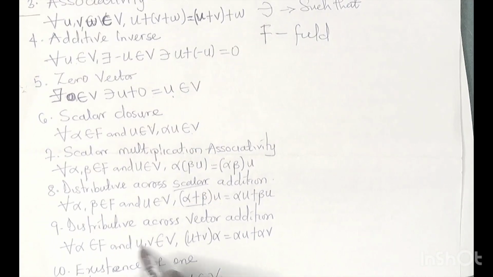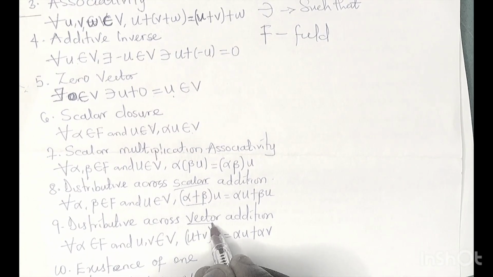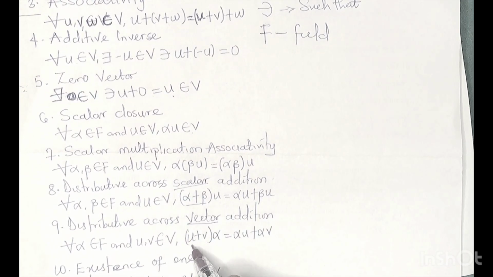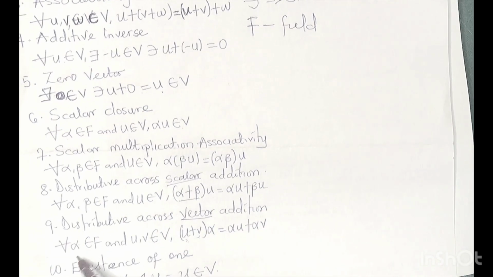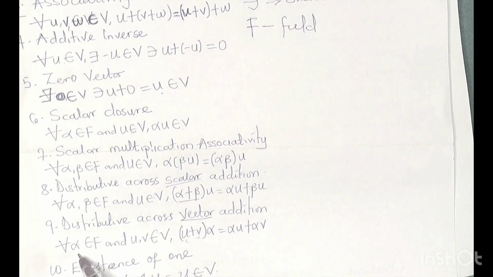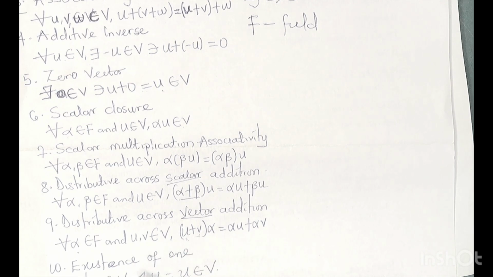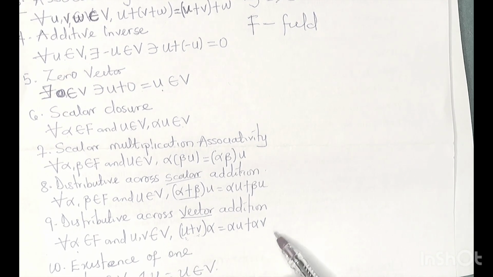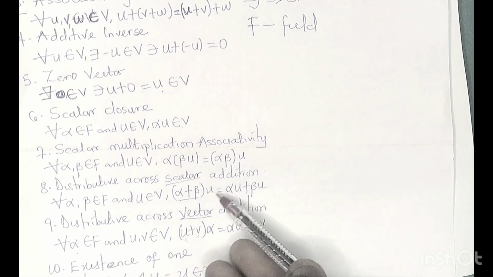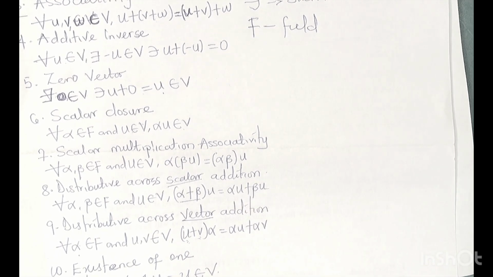Now look at the ninth one, which is vector addition. You can see that here I now have two vectors and one scalar, which is now giving me alpha u and alpha v. But here I'm having alpha u and beta u. You see that now? So that is some of the ways to remember some of these theorems.